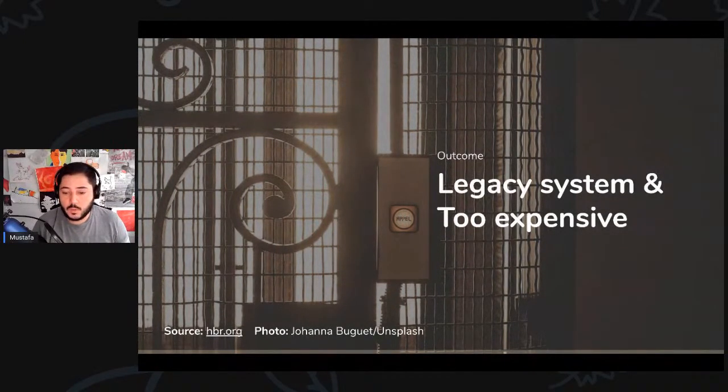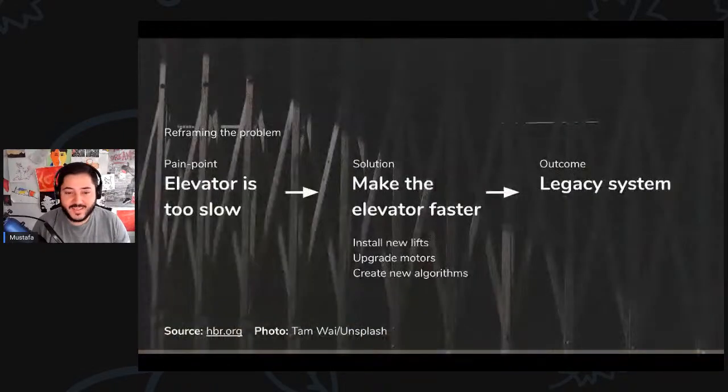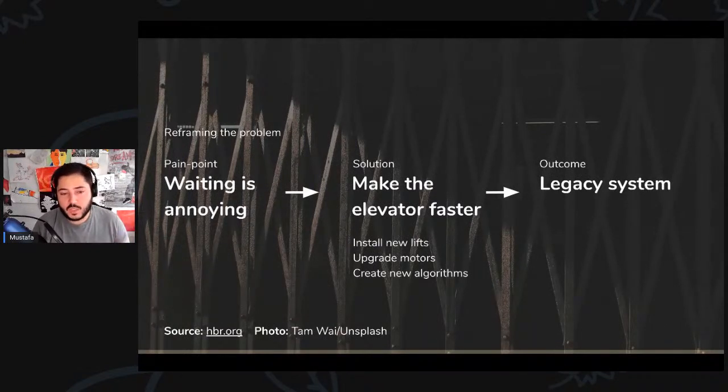So what can you do? Yes, you can add mirrors to elevators. I'll get to that. If we look at the problem, we want to reframe it. What is the elevator? If we look at the pain point, the elevator is too slow. So if we change that to the waiting is annoying, how can we change the waiting is annoying?